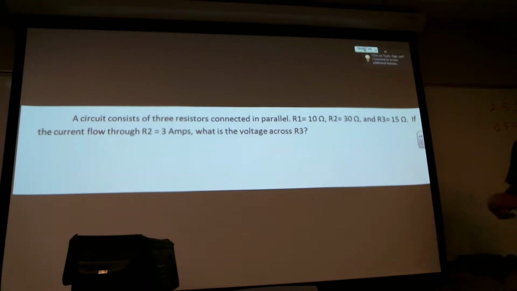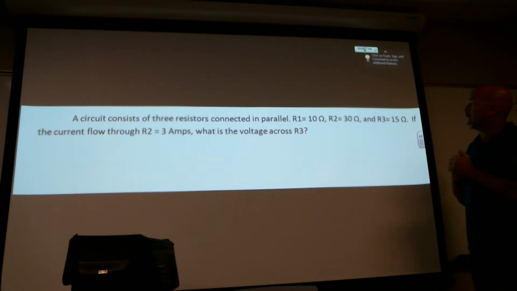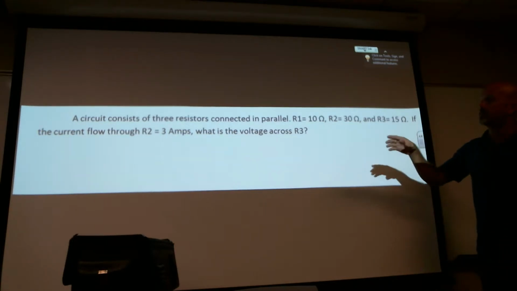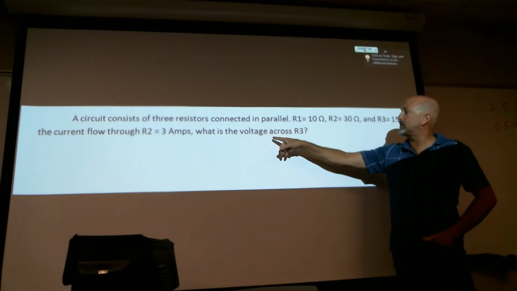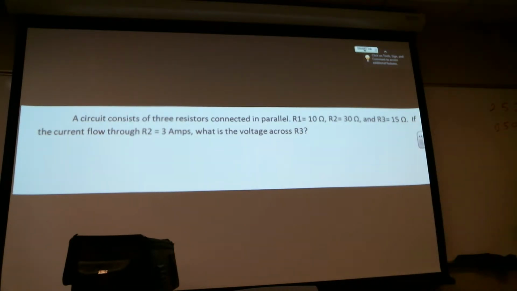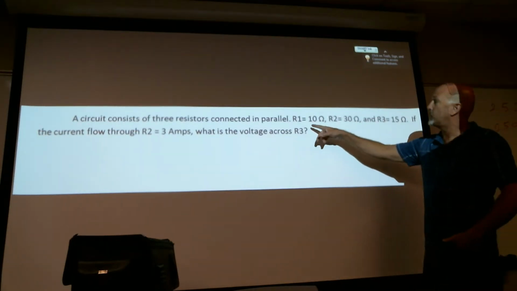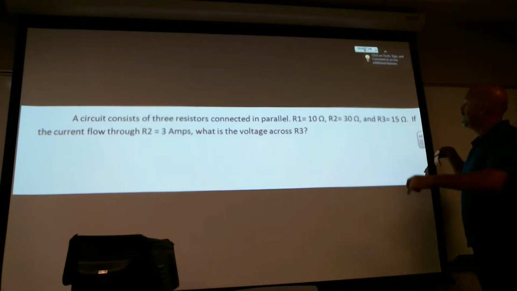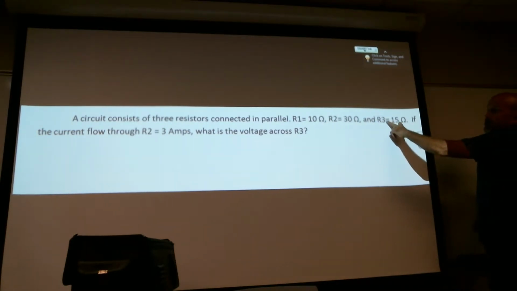A circuit consists of three resistors connected in parallel, and they're different values. If the current flow through R2 is so many amps, what is the voltage across R3? Anyone? This one is actually quite simple. You don't even need most of this information. Resistor 3 is 15 ohms.